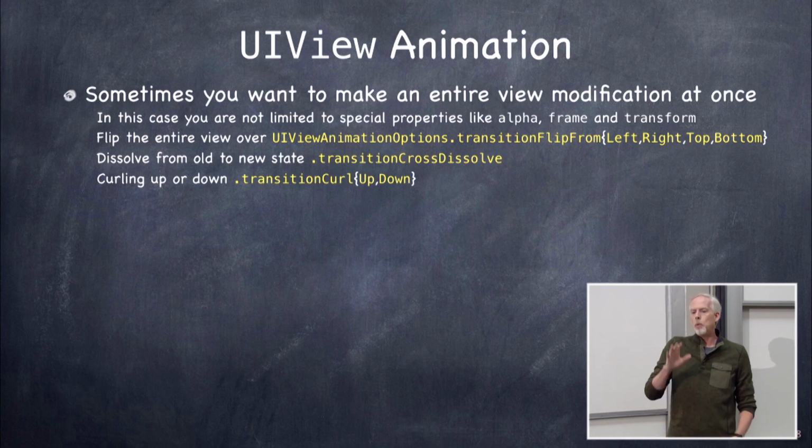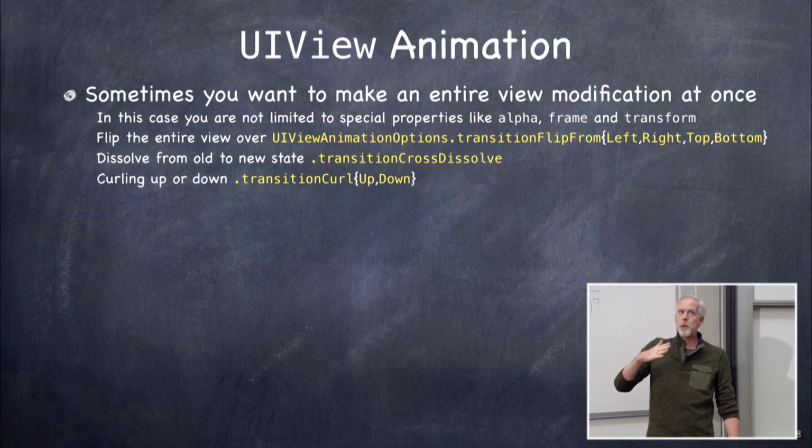Okay, well, when I want to flip my card over, I could just change it immediately and it would just change back and forth starkly. But this allows me to actually flip it over, like a 3D looking flip. Okay? And you can also cross-dissolve from one thing to another. Those are the two major things you can do here.